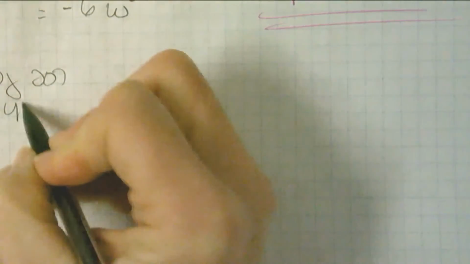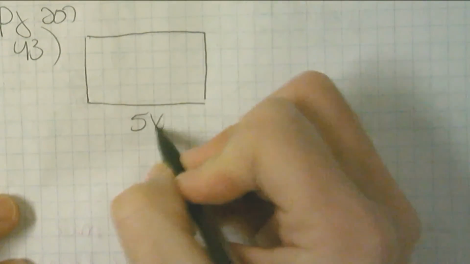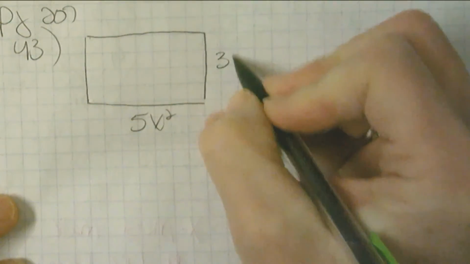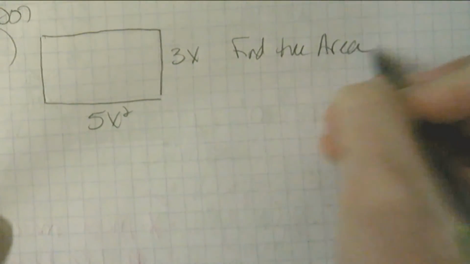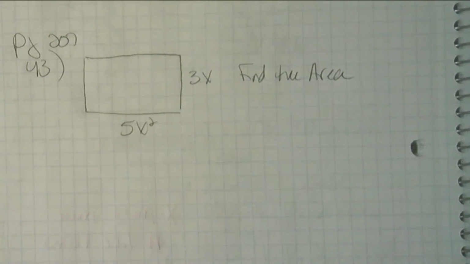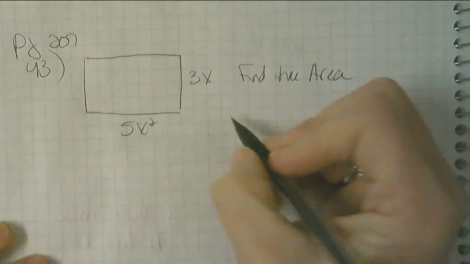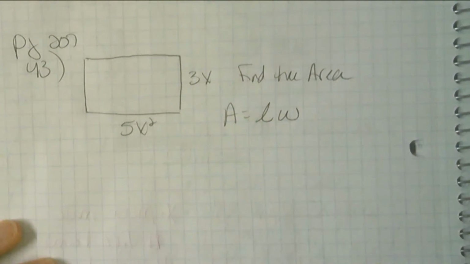All right, so let's take a look at number 43. So 43 had us looking at this rectangle. And the rectangle is 5x squared and 3x. And it told us to find the area. How do I find the area of a rectangle? How do I find the area of a rectangle, Jack? So the length times the width.